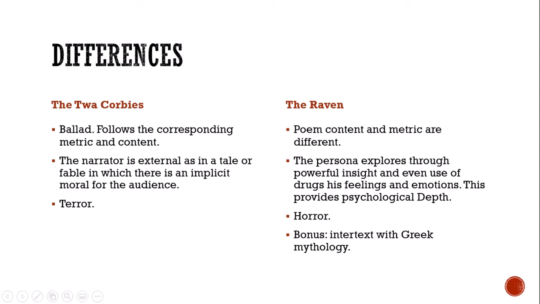In the ballad, there is an external narrator who starts talking about the tale, and then there are two animals who discuss with each other. It contains an implicit moral for the audience to think about and reflect.